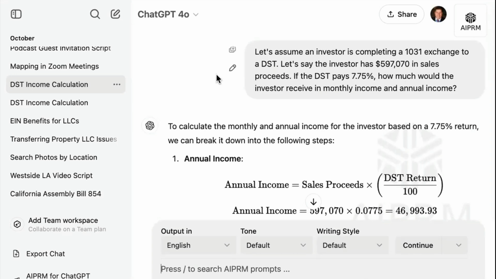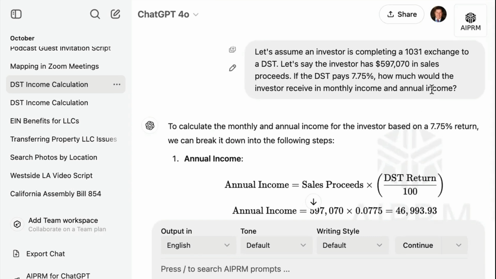It's a Travel Center of America, and it's paying 7.75%. Pretty good. Where are you going to find a cap rate at 7.75% for either a triple net commercial property or another multifamily property? No way. It doesn't exist.